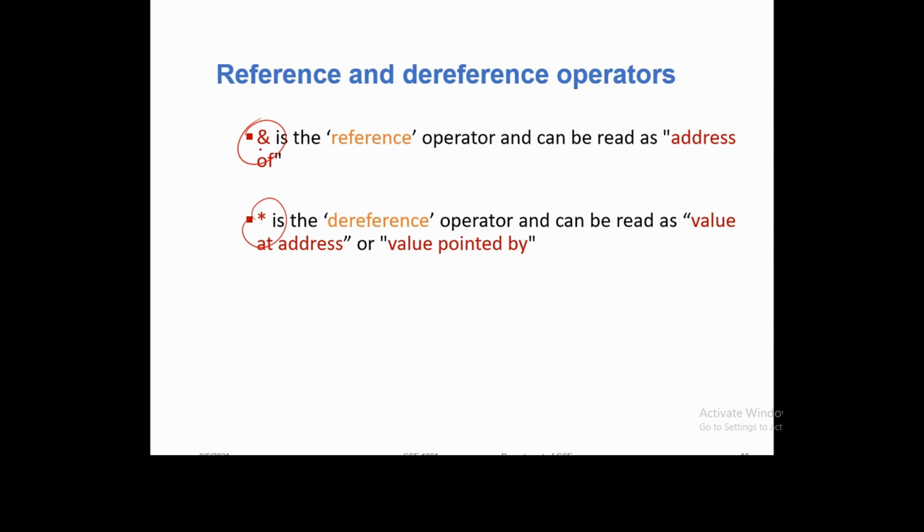It can be read like ampersand, address of. Whenever we read it, it is the address of that variable, and the star is a dereference operator, and it can be read like value at the address or value pointed by. Okay, like ampersand x means address of x, or star x means value at address x. Sorry, not address of x, but value at address x, the address that the pointer is denoting here, and the value pointed to by this particular pointer.